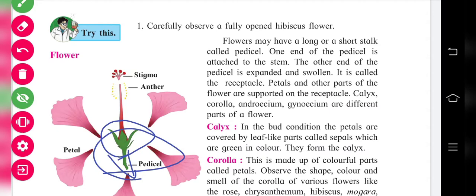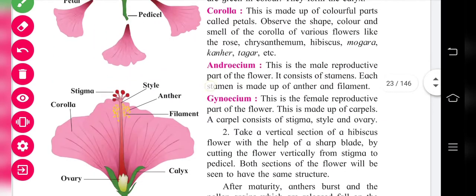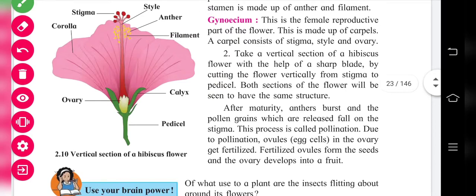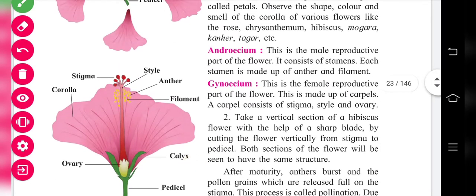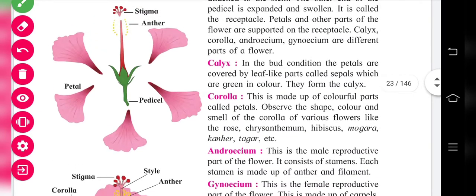It is also called the receptacle. So the open place is also called the receptacle. Where is that? Okay, so that is open, it is called the receptacle. Also the common name is there.